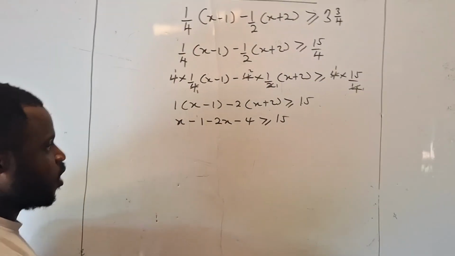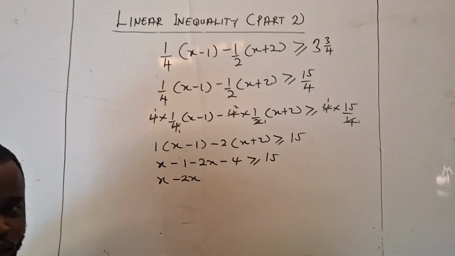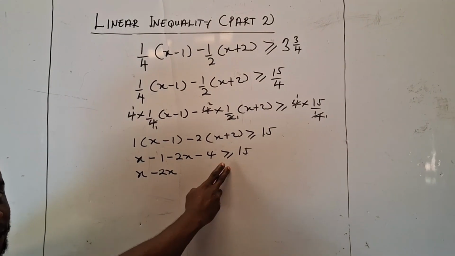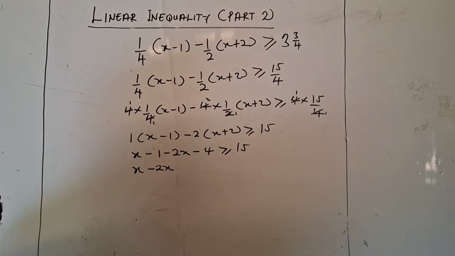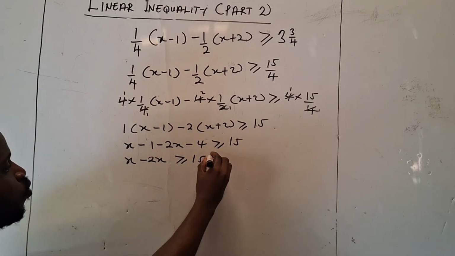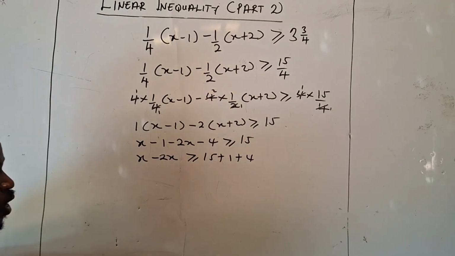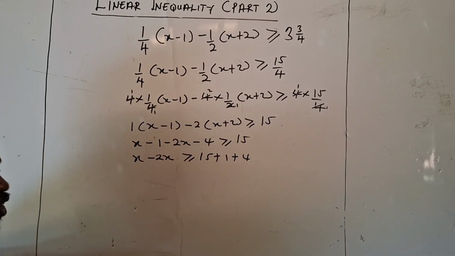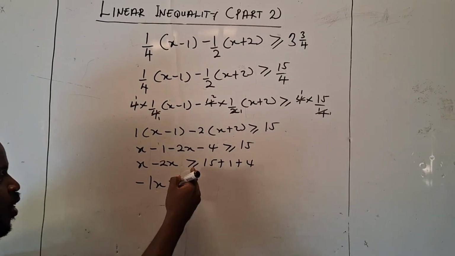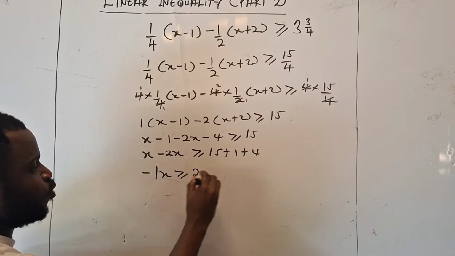Let's group like terms. In grouping like terms, we have the x here minus the 2x. The 2x will not be positive because it has not crossed the operation sign, which is the greater than or equal to. It is still on the left side. Now we are going to have greater than or equal to 15. The 1 is coming here, which will be plus 1. Then the 4 is also coming here, which will be plus 4. Now, x minus 2x will give us negative 1x, greater than or equal to 15 plus 1 is 16, plus 4, which will be 20.